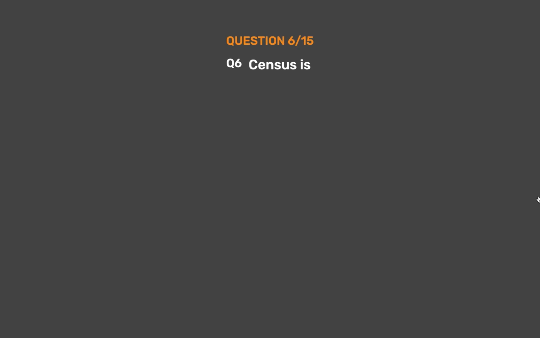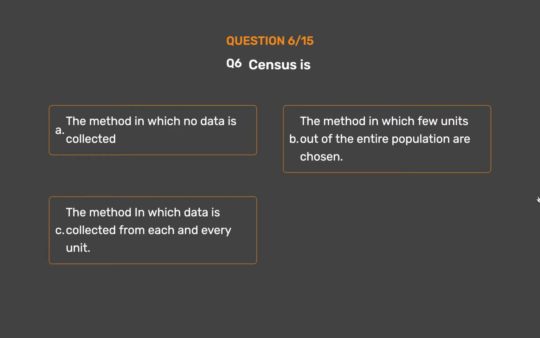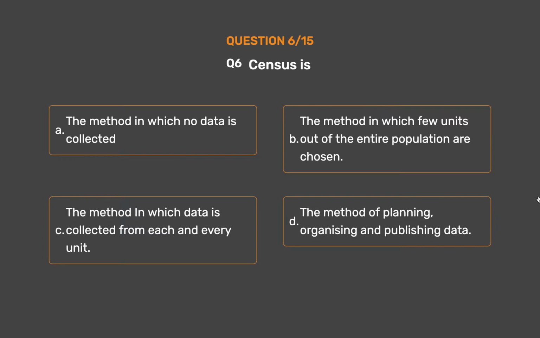Question number 6. Census is Option A. The method in which no data is collected. Option B. The method in which few units out of the entire population are chosen. Option C. The method in which data is collected from each and every unit. Option D. The method of planning, organizing and publishing data.